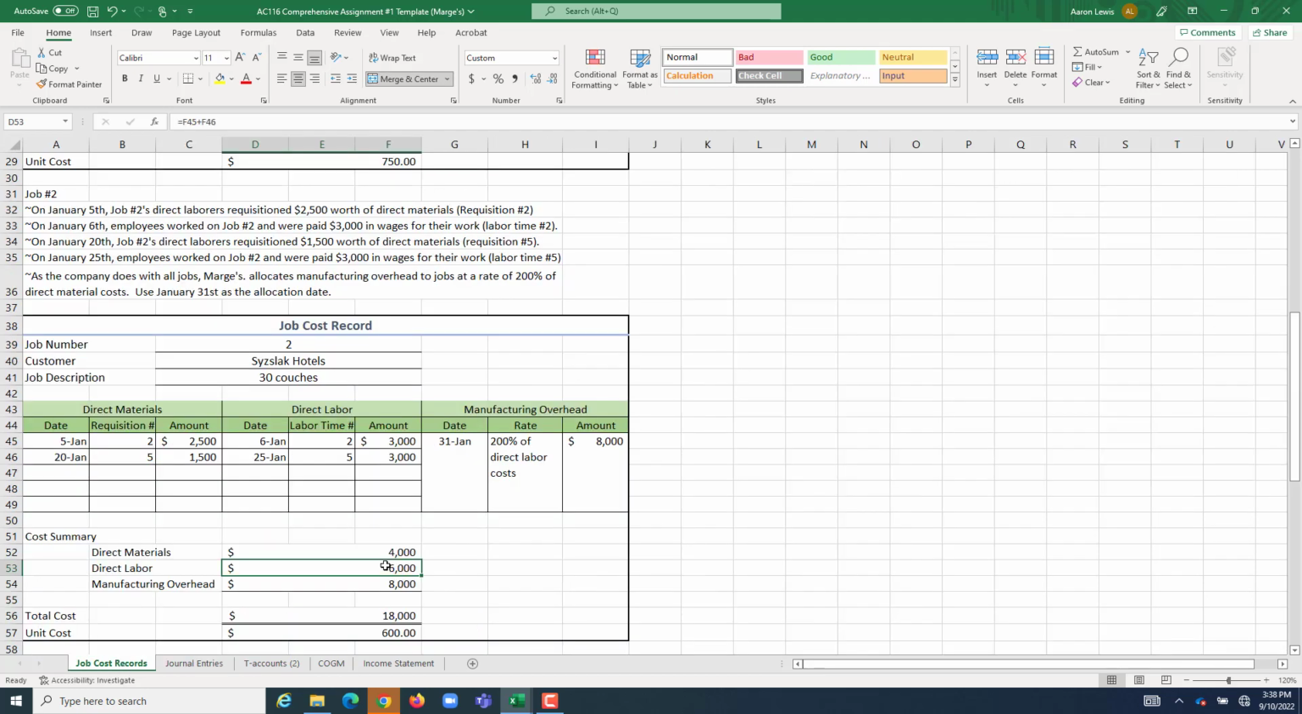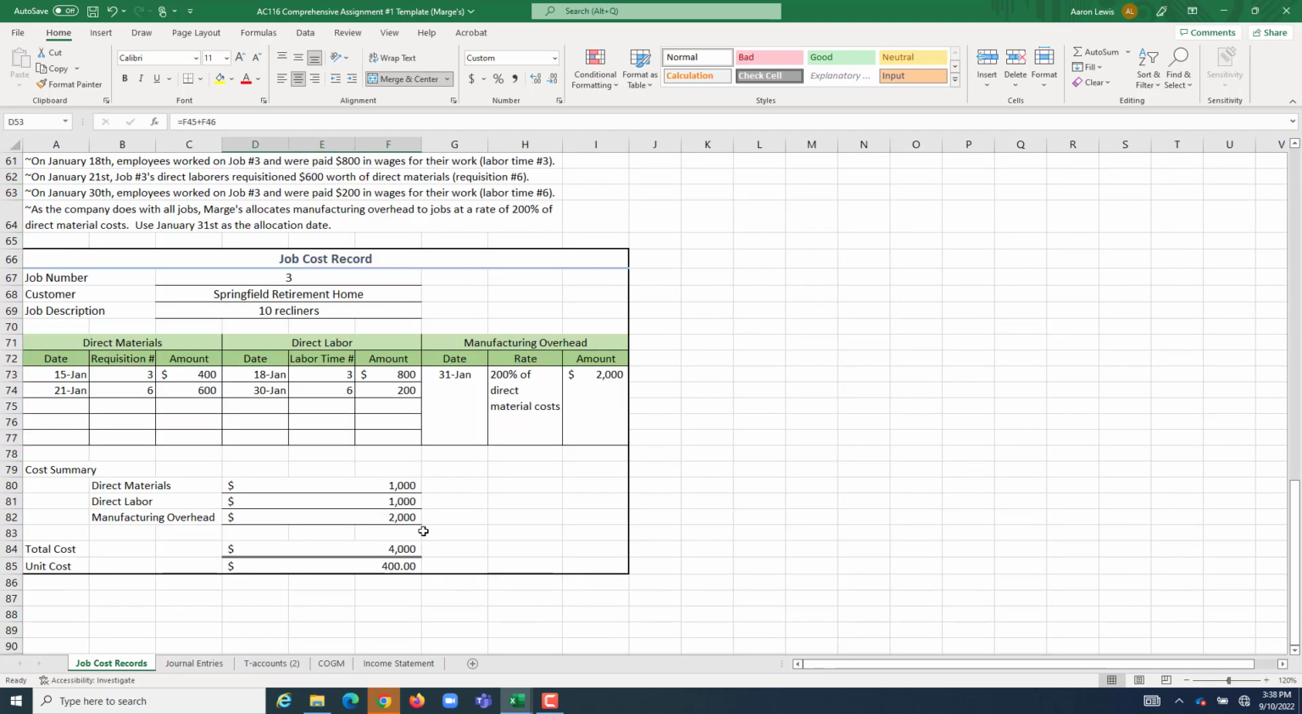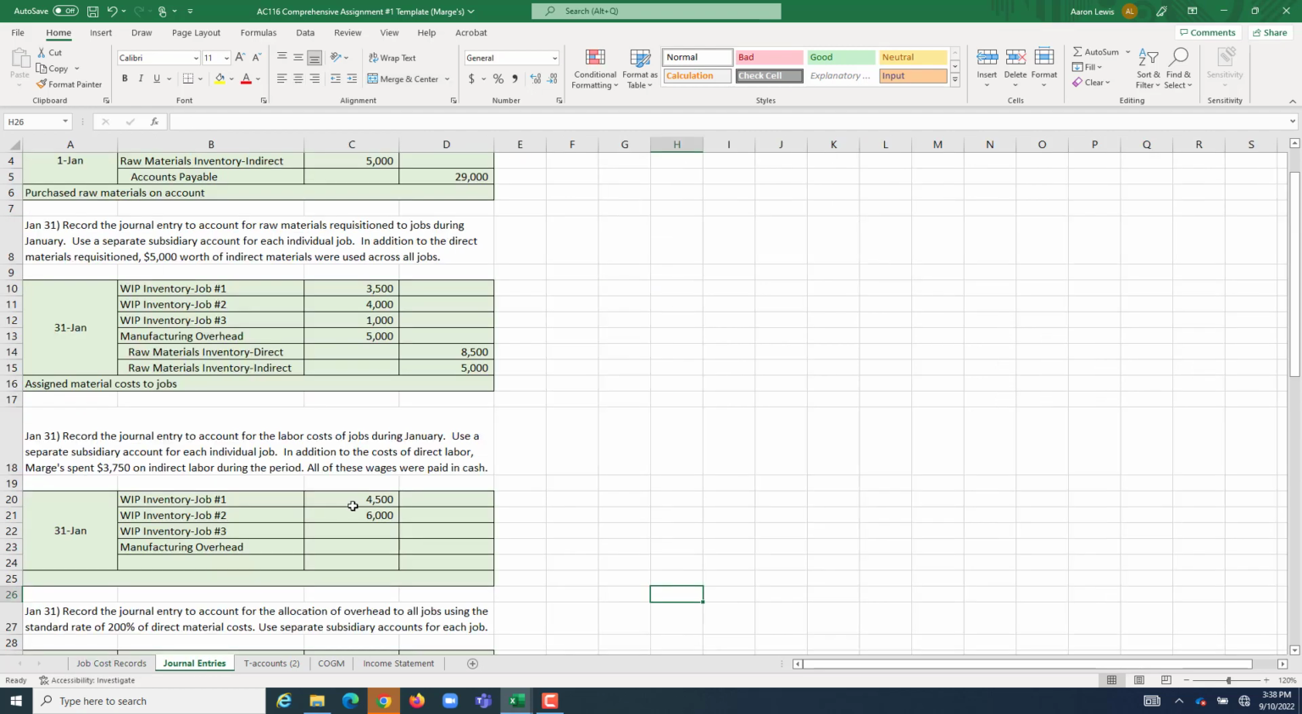And then lastly, job number 3 had $1,000 worth of labor assigned to it in its job cost record. Let's put that $1,000 into job number 3's WIP account in our journal entry. And then lastly, our information tells us we had $3,750 of indirect labor costs during the period. Since that's indirect and not direct, we don't put it right into a WIP account. We first put it into the manufacturing overhead pool. So we're going to debit manufacturing overhead for $3,750.